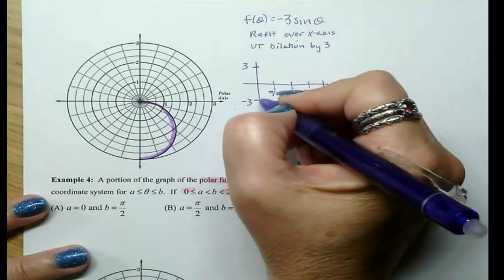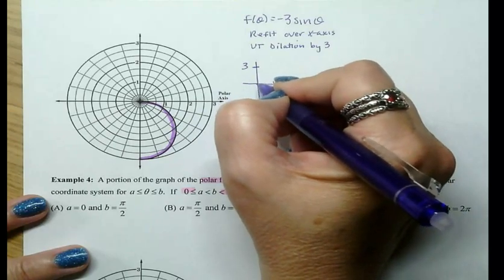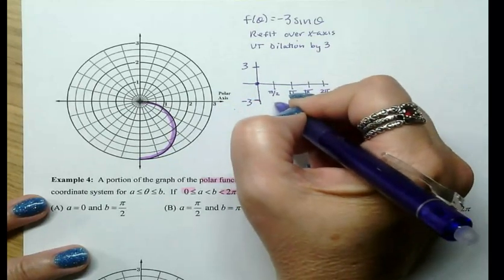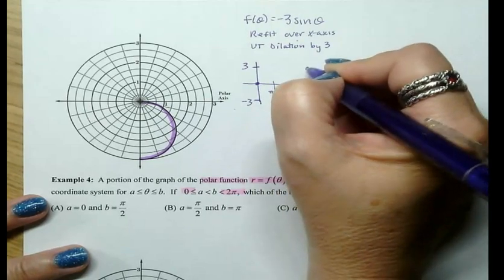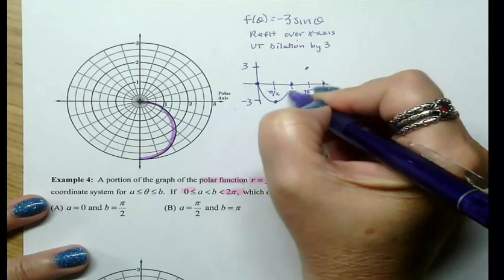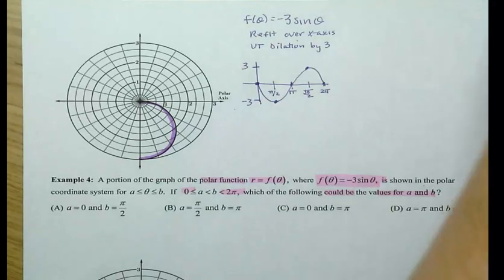So I'm starting, this was sine, so sine starts at the origin, so it's still starting at the origin, but instead of going up to 3, now it's going down to -3, back to the middle line, up to 3, and back to the middle line. So my graph is going to look something like this. So we have this graph.